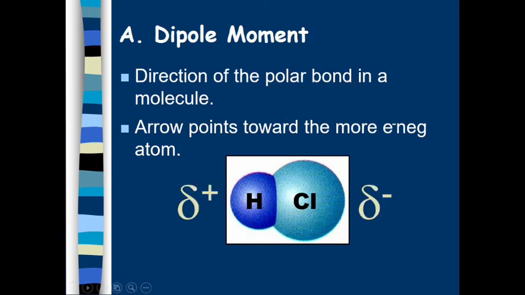So adding these on here with HCl, hydrogen is the partial positive because it is less electronegative. Unequal sharing of electrons, chlorine gets more than its fair share, and that bond has a dipole associated with it because of the partial charges. And the arrow is pointing towards your more electronegative element. So that is a dipole for your polar bond.